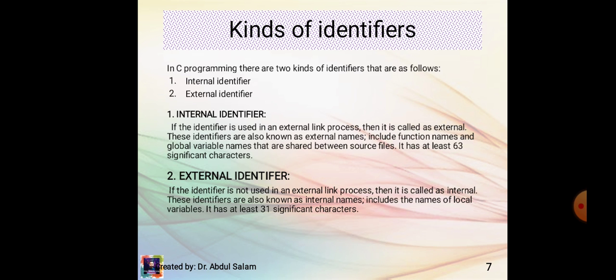And now this one is for internal. The upper one is for external identifier. What are internal identifiers? If the identifier is not used in an external link process, then it is called an internal identifier. These identifiers are also known as internal names, include the names of local variables. It has at least 31 significant characters.